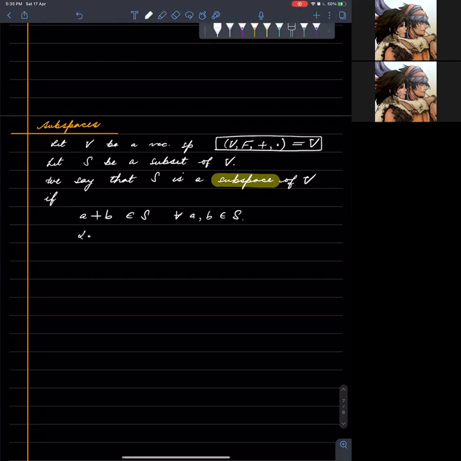And alpha dot, let me not write A and B, this is bad. U and V, notationally, this is better. Alpha dot u is in S for all alpha in F and u in S. So again, this is closed under scalings. If we take a vector in S and scale it by any element of the base field, we get back an element of S. So if this happens, then we call S a subspace.